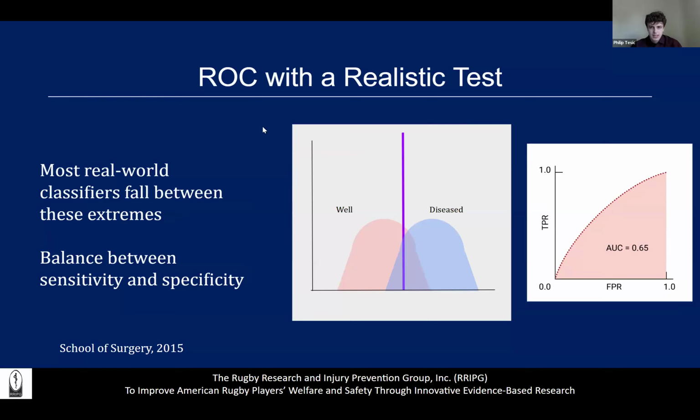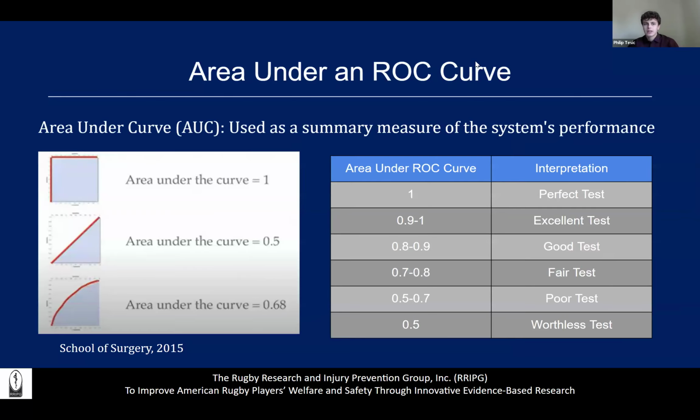In a realistic test, as I mentioned before, oftentimes the two binary classifications can partially overlap, and this is what we see a lot more in real world data, in which there is a bit more of a balance between sensitivity and specificity. However, it is not 100% for both. And this can lead to an area under the curve that is in between 0.5 and 1. Now, evaluating the area under the curve, we are able to interpret just how well our ROC curve is functioning.